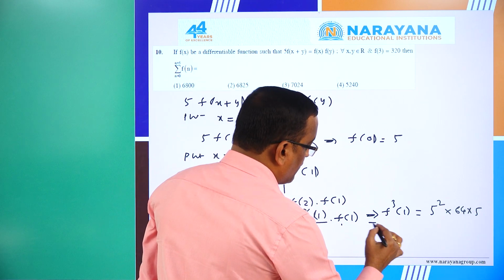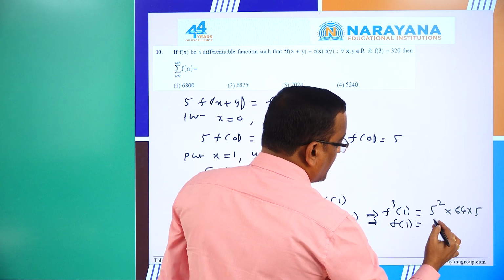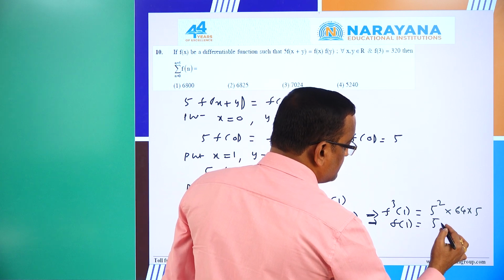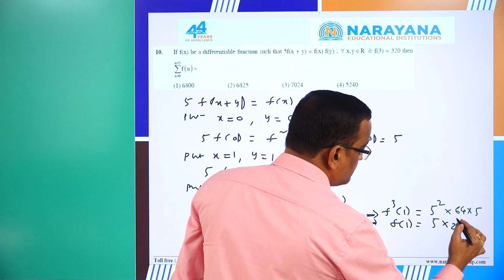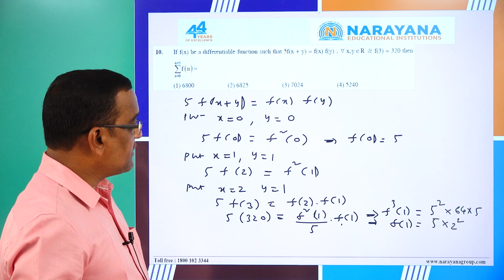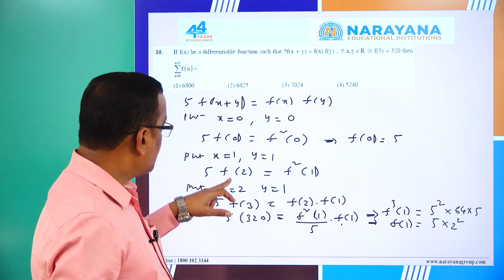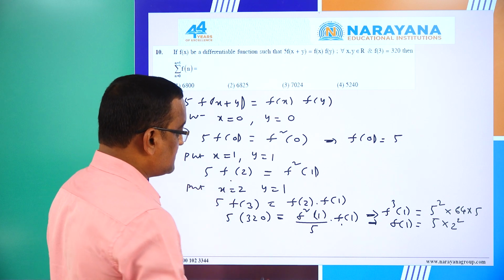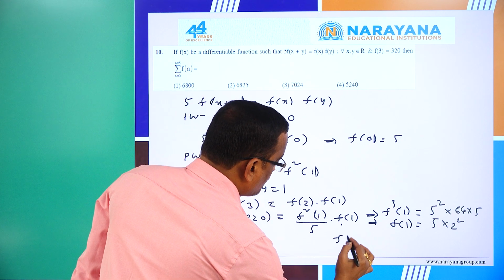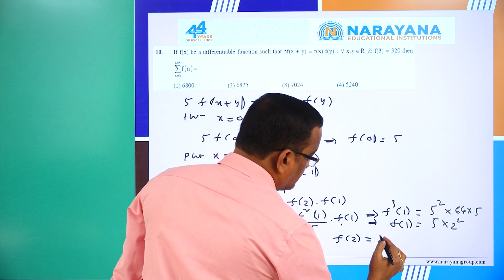From this we get f of 1 is 5 into 4. F of 1 is 5 into 4, that is 20. Substitute this in this relation, we get f of 2 from this. F of 2 is f square 1 by 5.